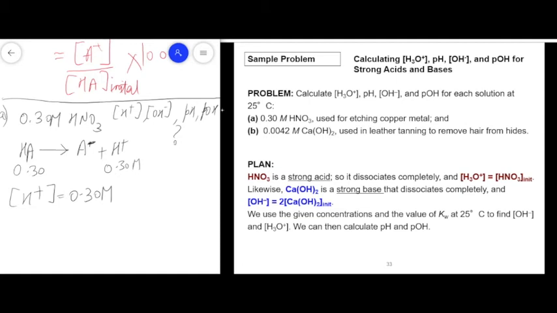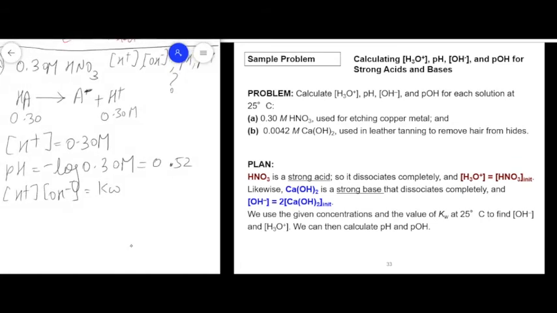If this is the concentration of protons, what would be the pH? pH is going to be negative log of 0.30 molar. If you plug in this value in the calculator, it will give you 0.52 as your pH. Again, pH does not have a unit. This is a dimensionless quantity. So now that I have the pH, the next part I need is the OH ion concentration. We know that H ion times OH ion equals Kw. So I can simply plug in my H ion concentration here, and my OH ion will be Kw over H ion concentration.